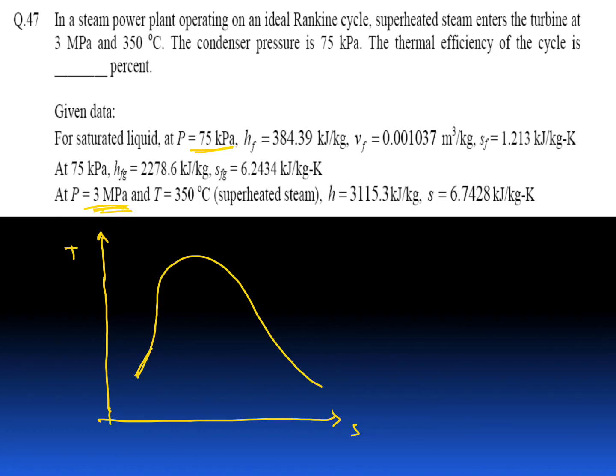1 to 2, then 2 to 3. 3 is superheated. Then 3 to 4. 4 point we don't know. So 1 to 2 is pump work, then 2 to 3 boiler, 3 to 4 turbine, 4 to 1 condenser. So here at saturated, 4 dash.